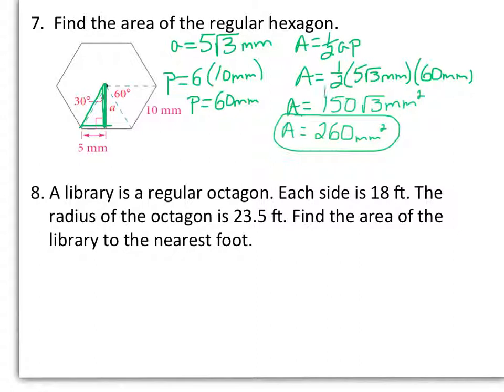Okay, if we multiply straight across, we get 150 square root 3 millimeters. And if we want to round that to the nearest whole number, that's about 260 millimeters squared.